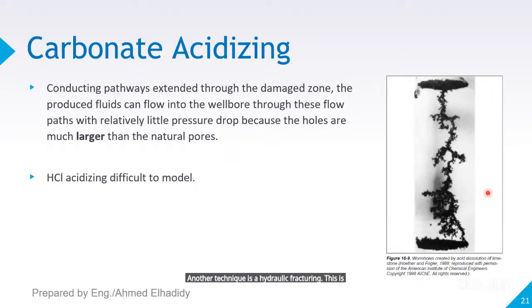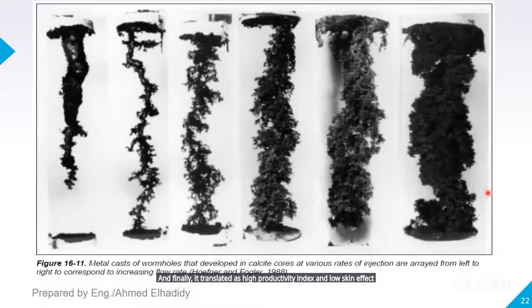Another technique is hydraulic fracturing. This is another story, where we are pumping our frac fluid with pressure exceeding the frac pressure to create a fracture geometry to bypass the damage and enhance the conductive path, and finally it translates into a high productivity index and low skin effect. And here you can observe what acid such as HCl did to your carbonate reservoir. You can observe this huge pathway created by the HCl.